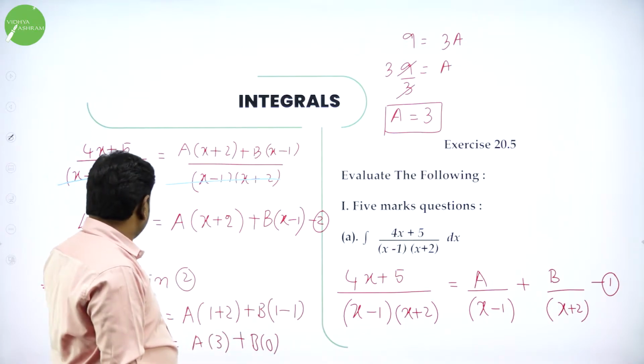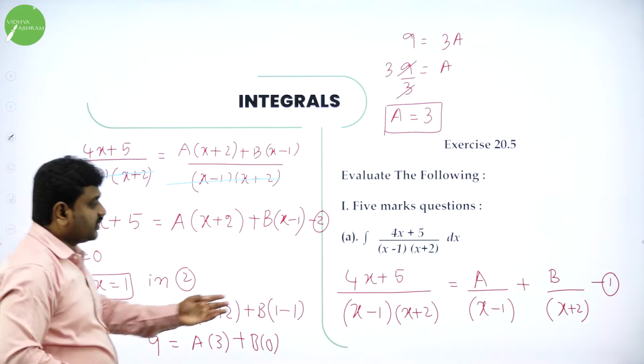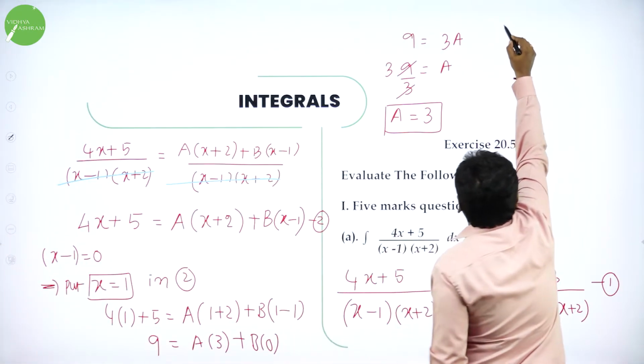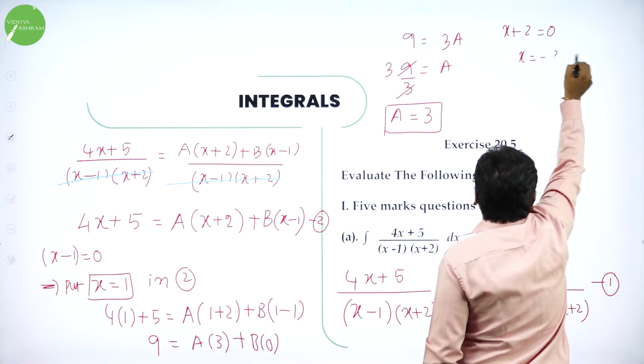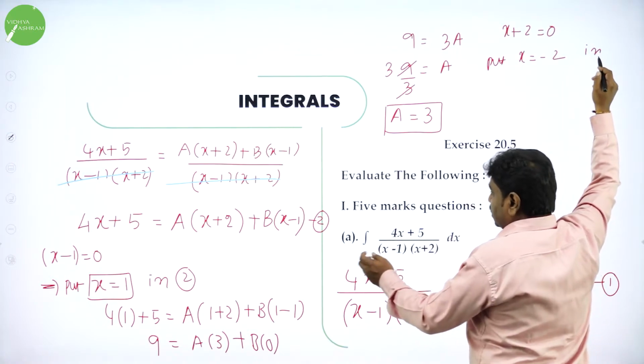So now the first factor, that is x minus 1, I took 0 and I got x. So now I will take the second factor. What is the second factor? X plus 2. So take x plus 2 is equal to 0. So x is equal to what? Minus 2. Now put x is equal to minus 2 in equation 2.